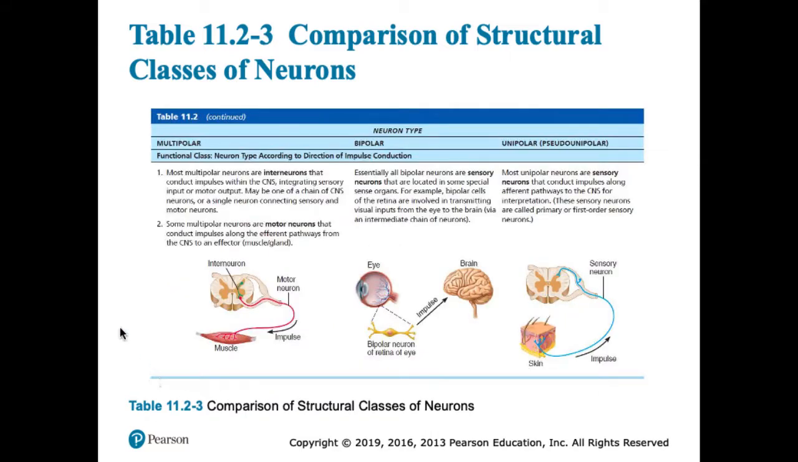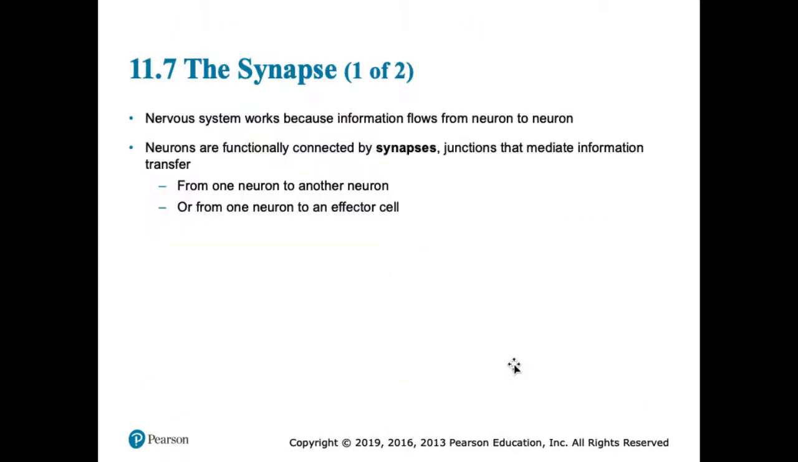Some more structural classes and how to look at this. Most multipolar neurons are interneurons that conduct impulses within the central nervous system. Here you see that with a muscle. You also saw this image in the last chapter when we were memorizing and talking about muscle cells and things like that. This bipolar type of neuron you can see in the retina of the eye, with the impulse going to the brain. And then this unipolar, of course, is a sensory neuron with an impulse from the skin. So it's really important to have these different classes of neurons that really help make up who we are, essentially, with regards to our responses to the environment.